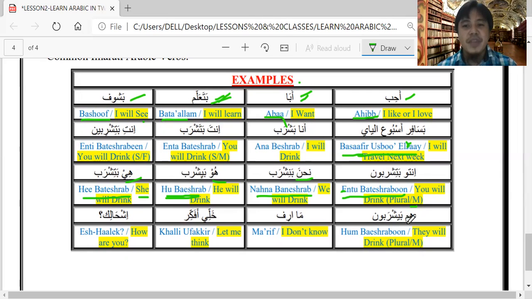Next, هم بيشربون. Here's the transliteration. They will drink. So plural, masculine. And you can also say here معرف. I don't know.